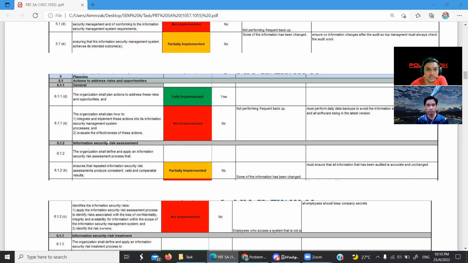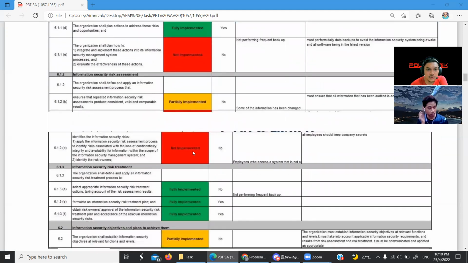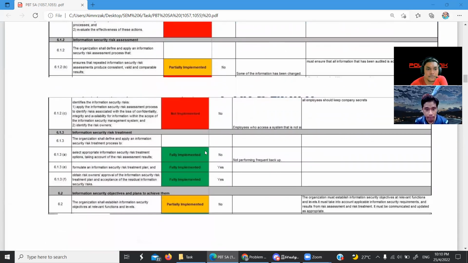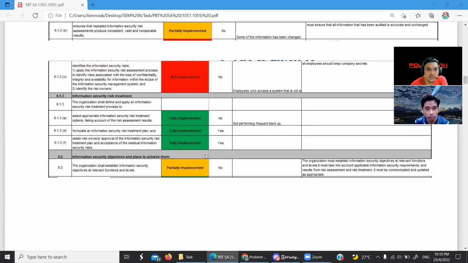6.1.2, information security risk assessment. The status is partially implemented. Next, 6.1.2C, the status partially, not implemented. Okay, 6.1.3, information security treatment. The all in 6.1.3 is fully implemented.